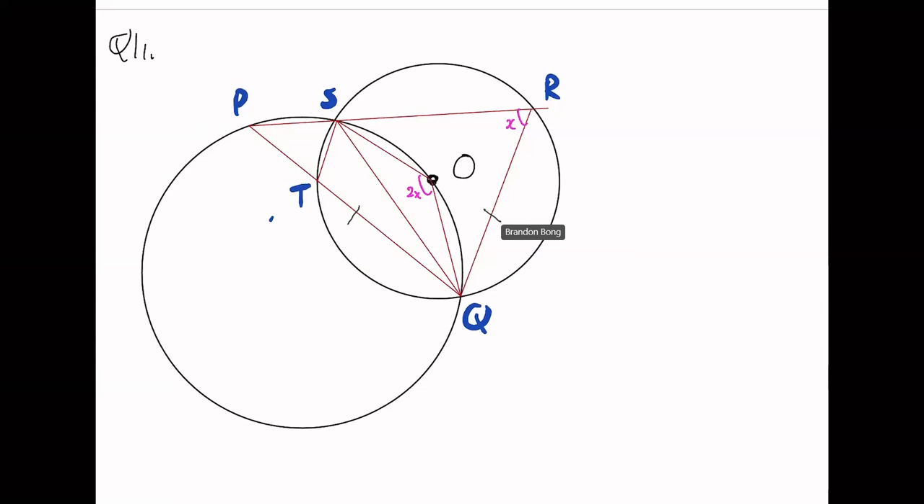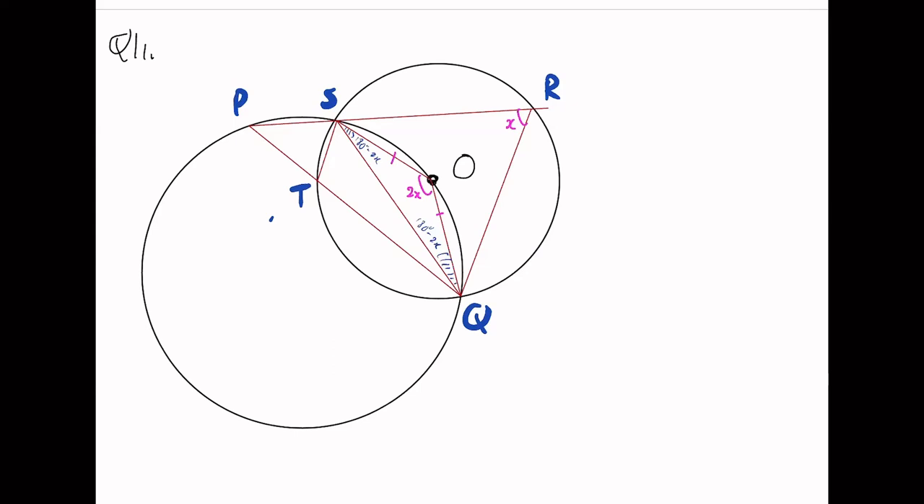I don't know how that helps. These are both radii, so OS equals OQ. Correct, both angles are 180 minus 2x. Okay, I don't know how that's useful.